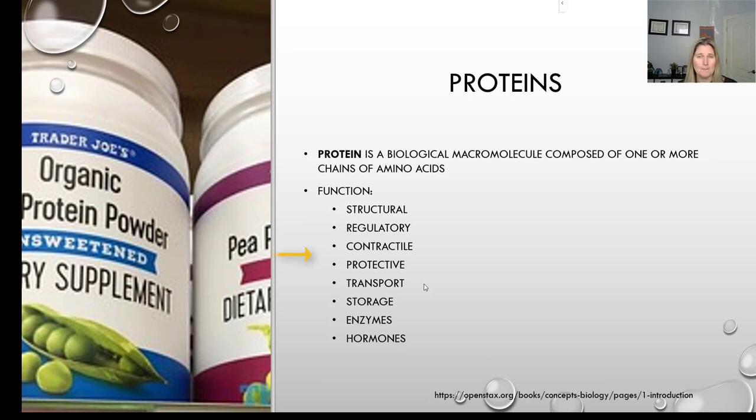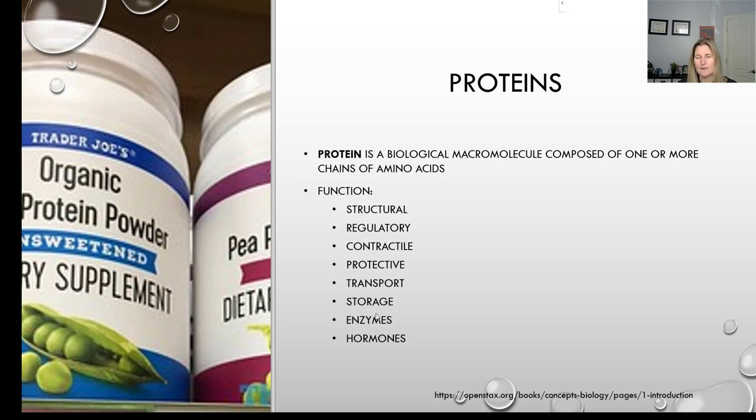Contractile: our muscles are made of myosin and actin, and they can expand and contract in order for movement to take place. Protective: within our cells we have structures, which we'll get into later, called lysosomes, and they provide protection from bacteria and things like that. So they're part of the immune response. Transport: we have special transport proteins that can move structures or other molecules from one area to another. They're also involved with storage, so storage of energy and things like that.